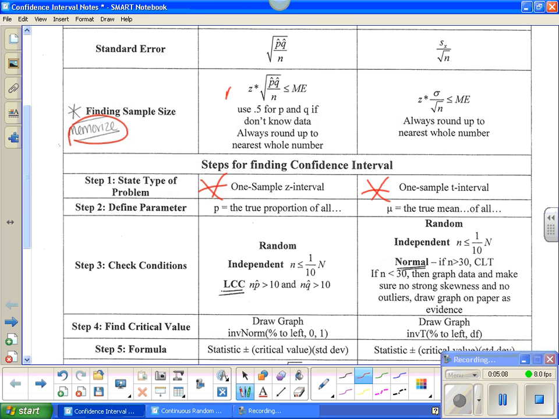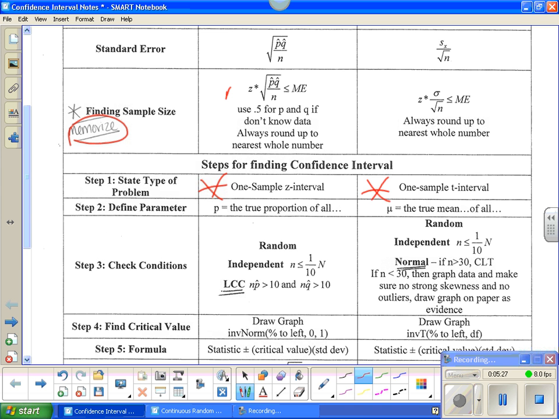Tell me what it is. A one sample t interval. This is not a test. Why is this not a test? There's no hypothesis. This is an interval. This is an estimation. It's a one sample z interval or a one sample t interval.